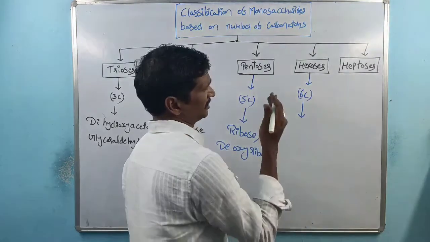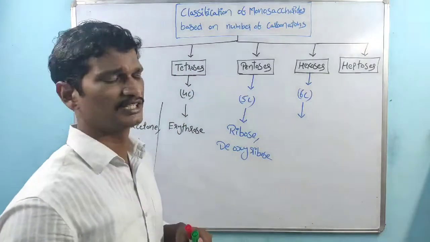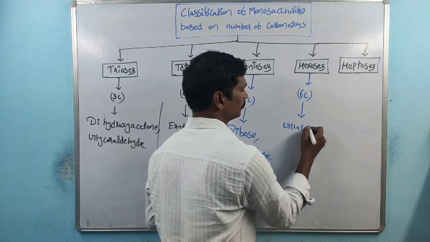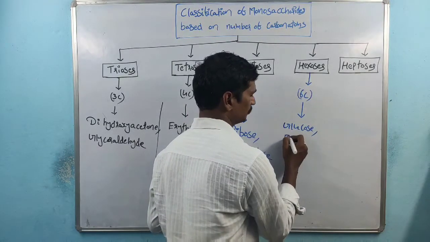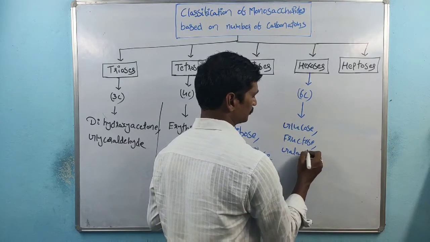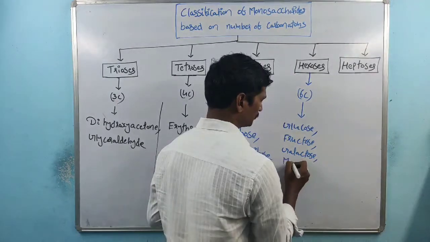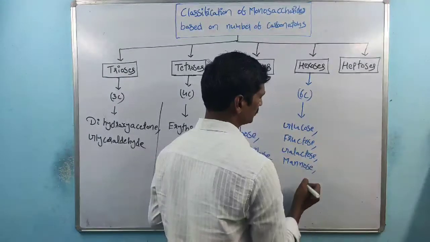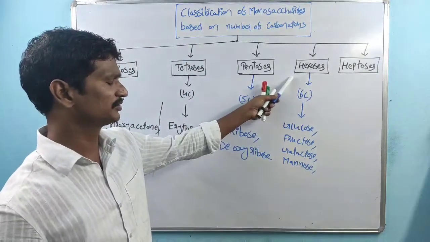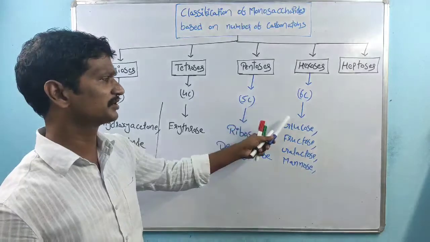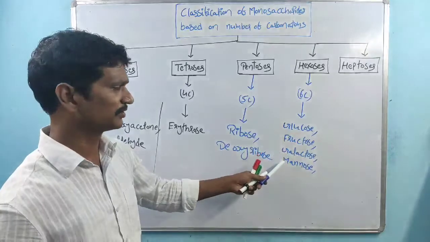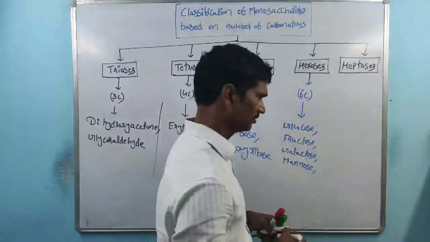So hexose means sugars that contain 6 carbons. The well-known best examples are glucose, fructose, galactose, and mannose, right? So here 6 carbon atoms are present. Glucose is an example, fructose is an example, galactose is an example, and mannose is an example, right?